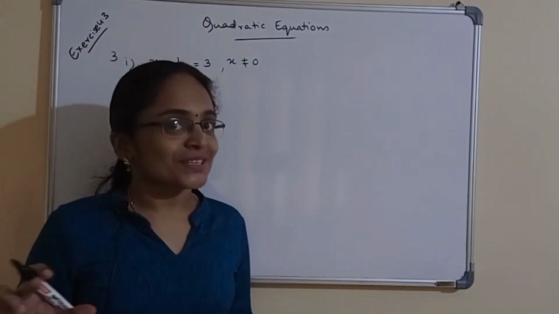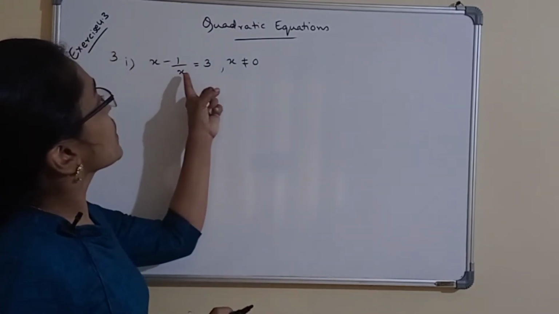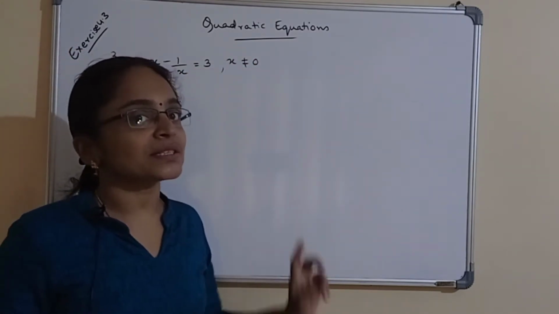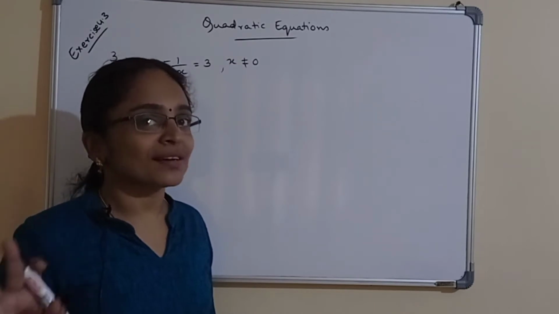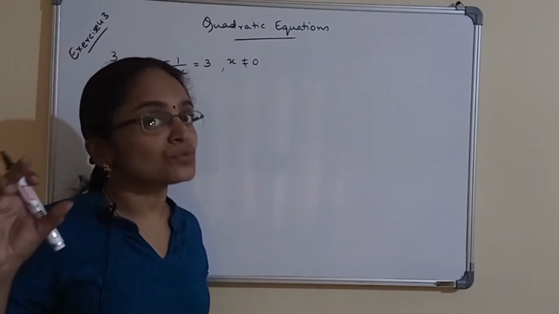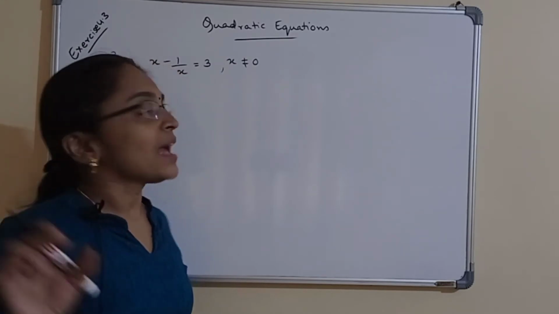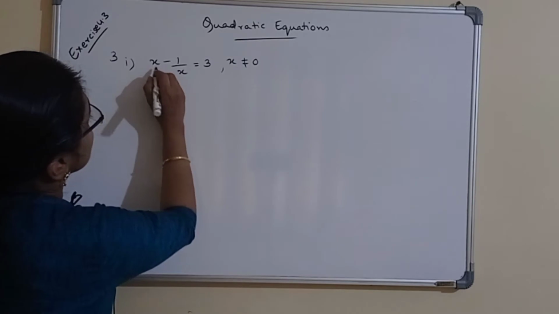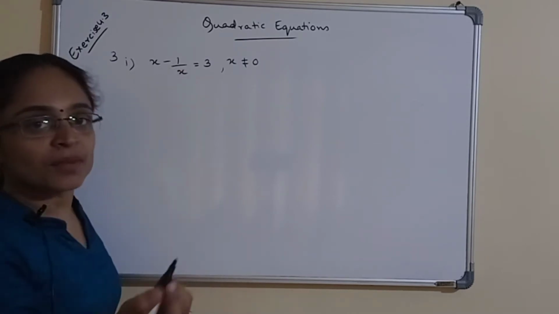Next one, third question, first subpart, x minus 1 by x is equal to 3, x not equal to 0. We have to solve this. That is, find the roots of this quadratic equation. First, we have to convert this to a quadratic equation and then find this x. So, how will we find this? Just subtract 1 by x from x.